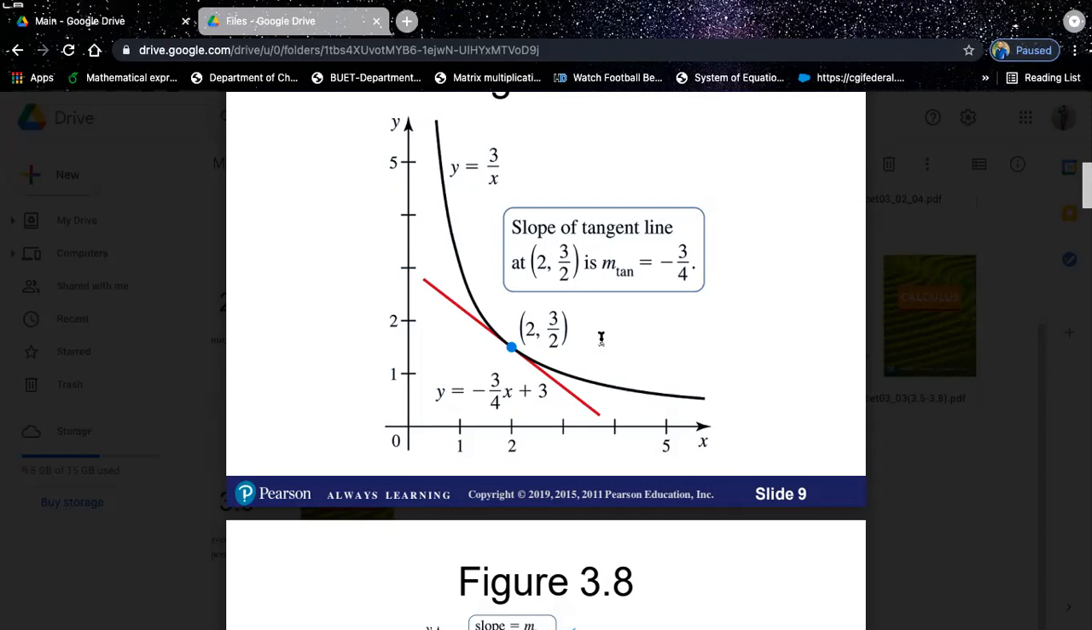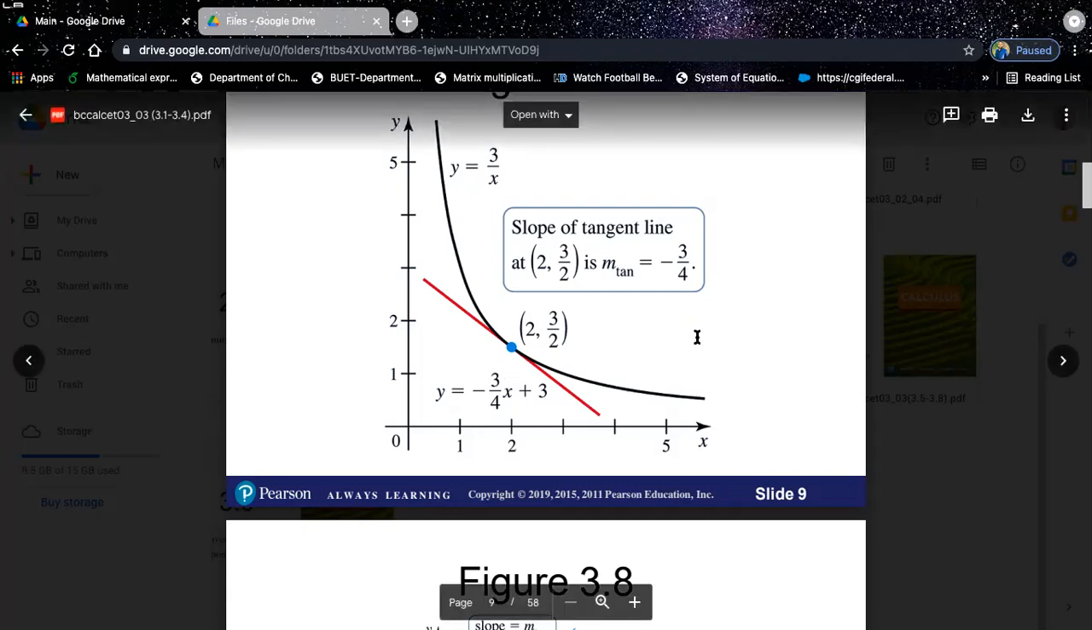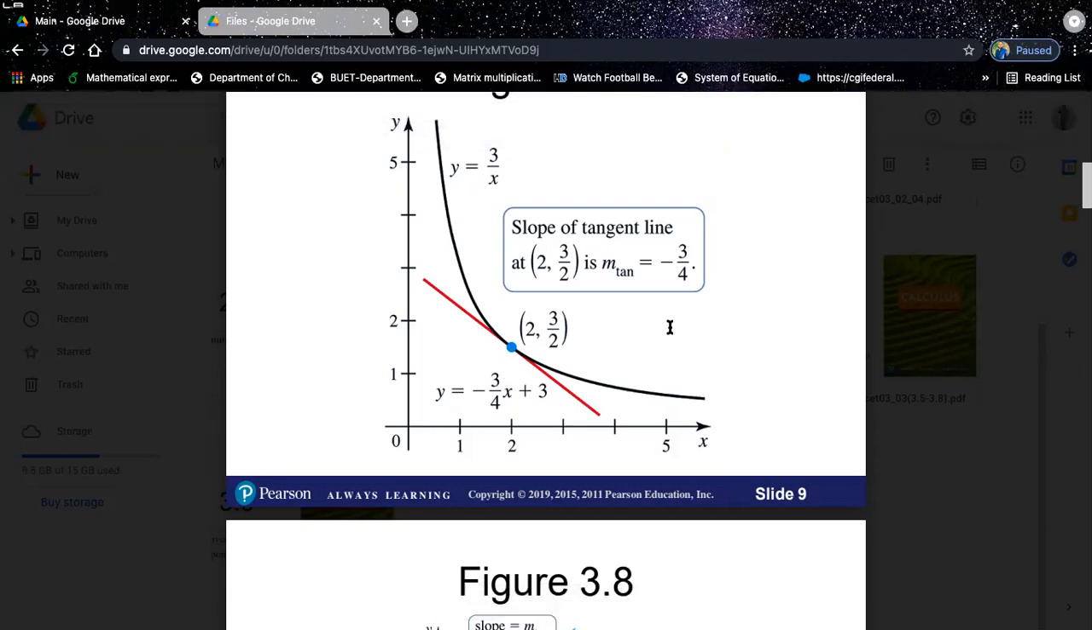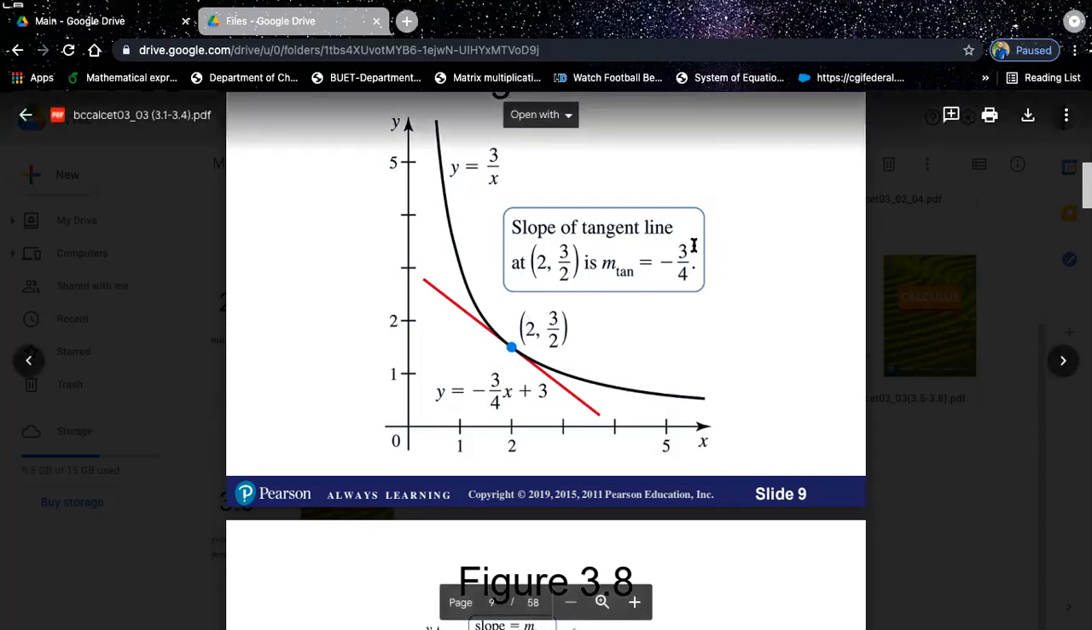Now, we know that this m is the slope of the tangent line, because we know y equals mx plus b, m signifies the slope. So we can tell that the slope of the tangent line at this point will be negative 3/4.